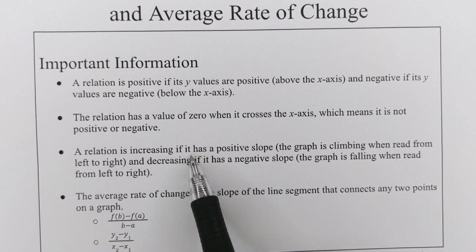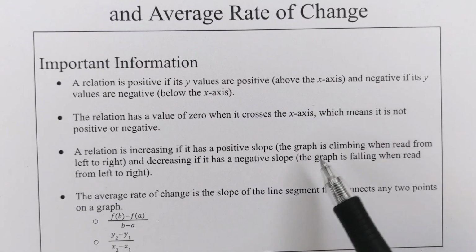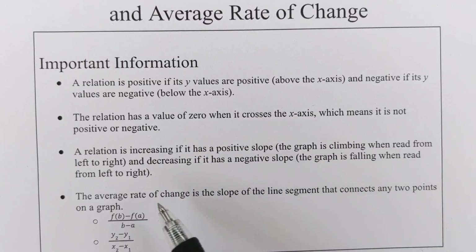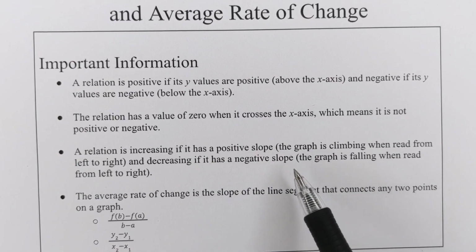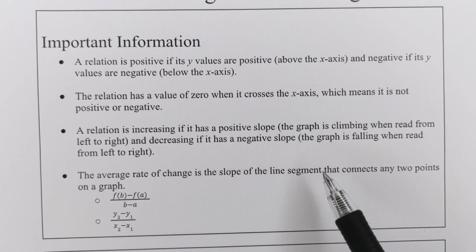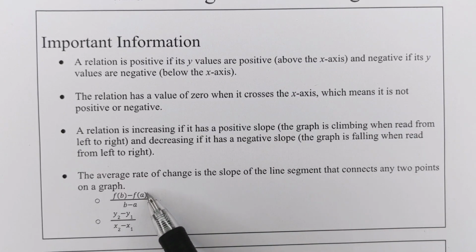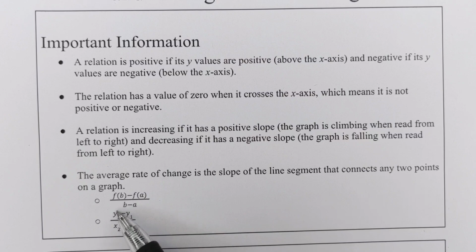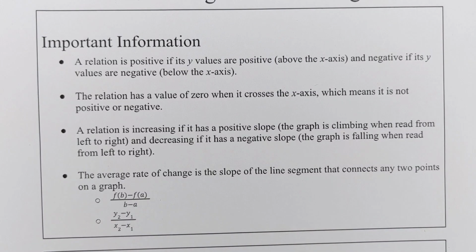It's increasing if it has a positive slope. The graph is climbing, so it's increasing as you read from left to right, and decreasing if it has a negative slope, so falling when you're reading from left to right. Average rate of change is the slope of the line, so you have the function notation version, or probably the version you're more familiar with, y2 minus y1 over x2 minus x1.